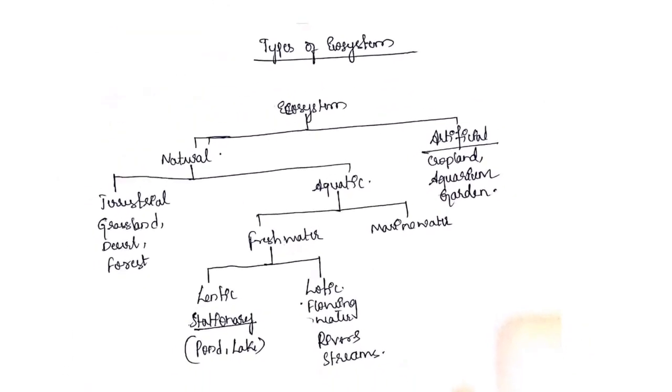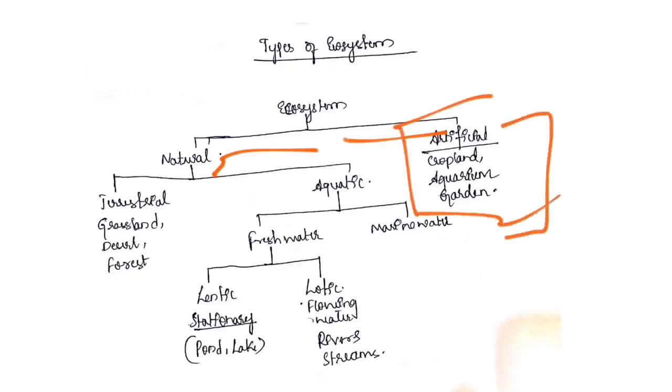There are different types of ecosystem. We can classify ecosystem into different types. The first classification is natural ecosystem and artificial ecosystem. Natural ecosystem means one which has formed naturally. Artificial ecosystem means the ecosystem which we have designed. Natural ecosystem is again divided into two types: terrestrial ecosystem and aquatic ecosystem. Terrestrial ecosystem is present on land, and aquatic ecosystem is present in water.